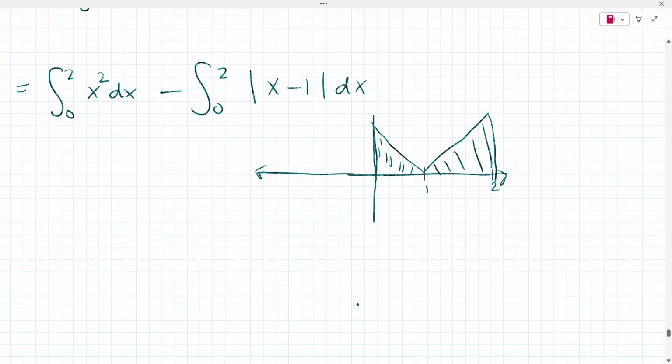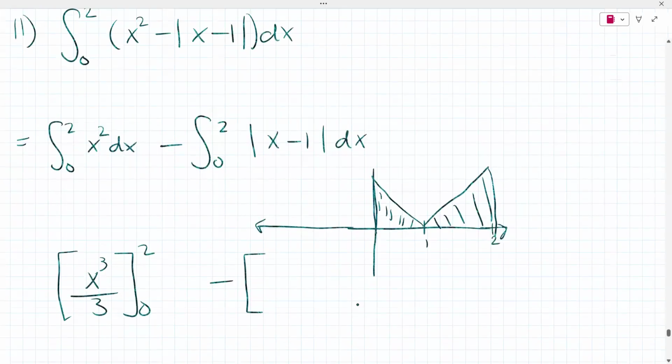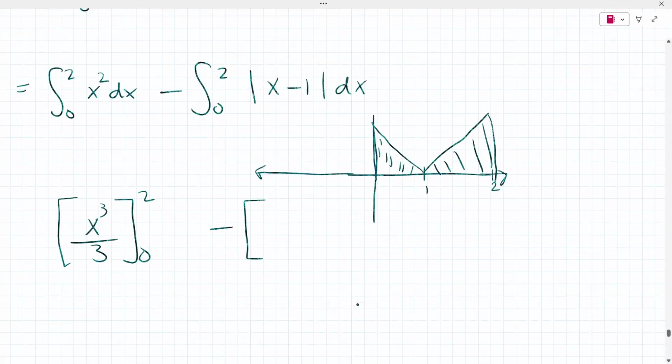So what is the integration of x squared? It's going to be x cubed over 3. And then I guess we could do the bounds, the fundamental theorem, so it'd be 0 to 2. And then it's going to be minus. So this one, how do we take the integration of this? So this is the absolute value. What do you see? I see two triangles. And how do you find the area of a triangle? You kind of have to use base times height over 2, right? So you're going to use some geometry.